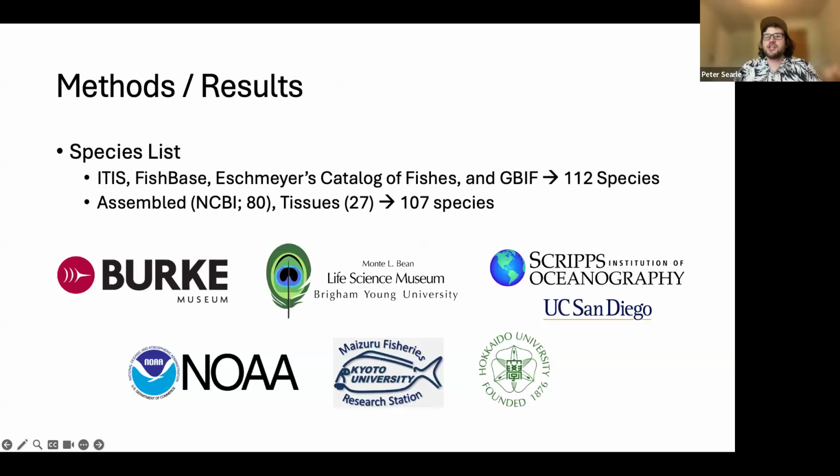The first thing I did was I wanted to be as thorough as I could and figure out how many rockfish species there were out there. I did a really thorough search through several different databases, and I identified 112 accepted species. And then I went on the hunt for genomes. I'm trying to get as many samples as possible to assemble genomes. Luckily, there were already 80 samples on NCBI. And then with the help of a bunch of different awesome museums and organizations, I was able to acquire tissues from 27 other species. So that gets me to 107 of the 112 species.